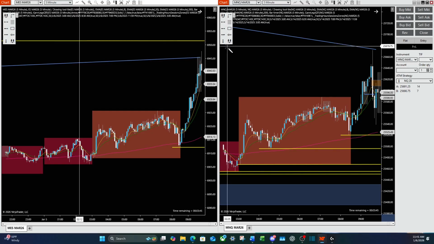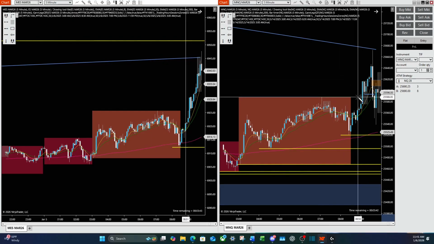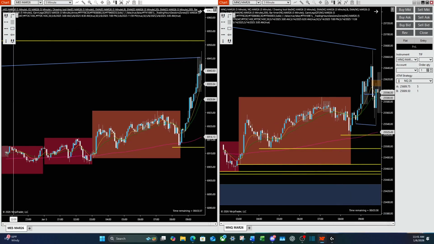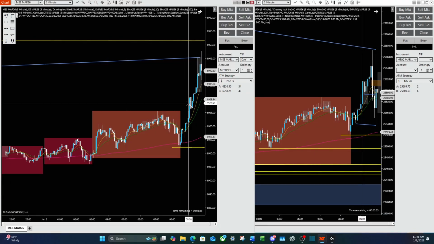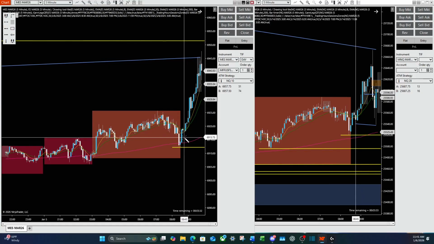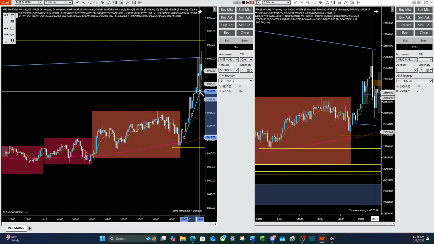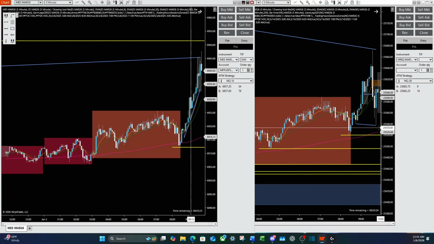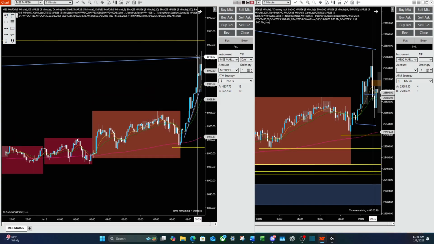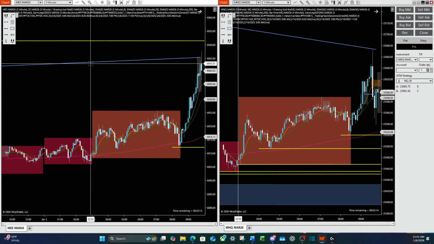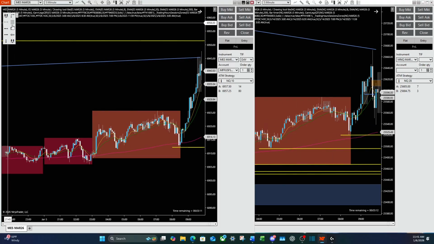But what we have beforehand is an SMT where NQ comes down, takes out this 5 minute low, and ultimately ES does not. I mean, ES is way down, this 5 minute level's here, we're still hovering way up here. And what that looked like to me is this SMT here was going to form to allow ES to make a new high of day, which is what it did.